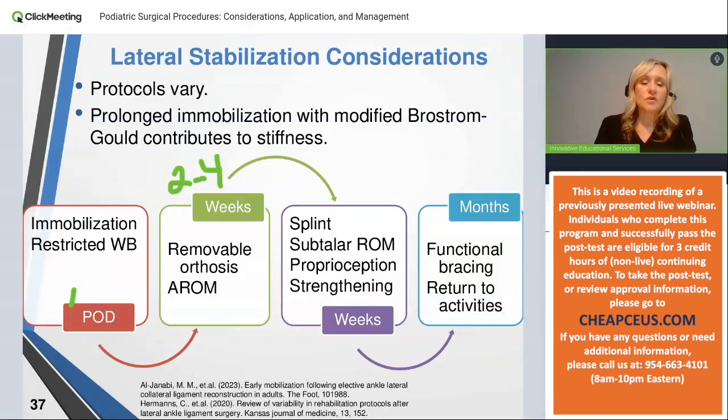As we look at progressing the patient to more of that 6 week time period, this is when we're starting with our subtalar range of motion.